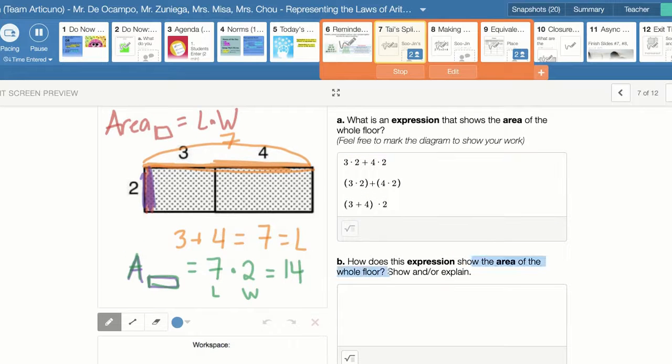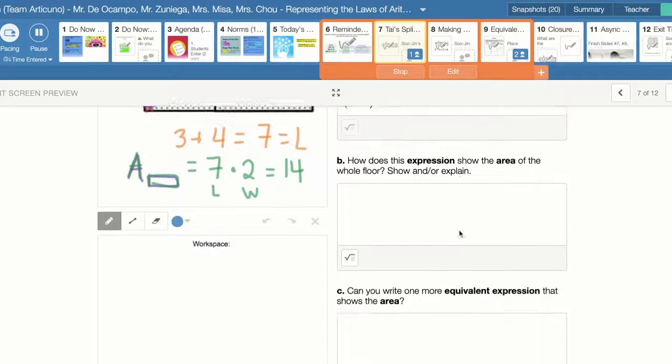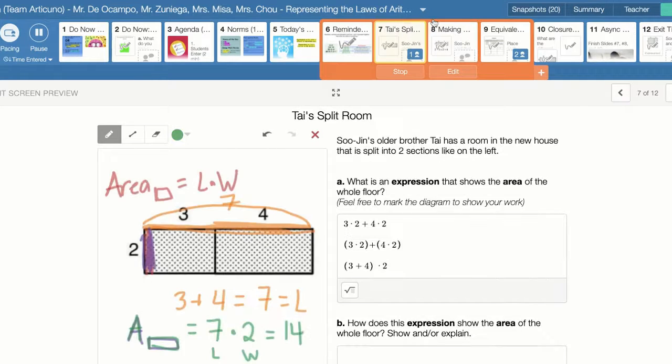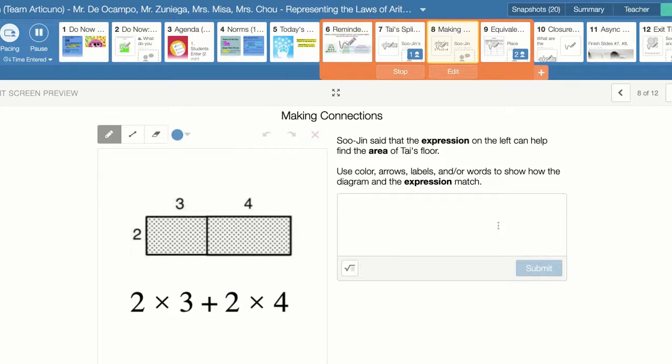For letter B, if you can show with pictures how to do letter B, then you don't need to type in this box, because it says here show or explain. So if you can just show it visually, you don't need to type anything. And then page 8, you'll notice that the picture for page 8 relates to page 7. Here you're just using colors, arrows, and labels or words to show how they match.